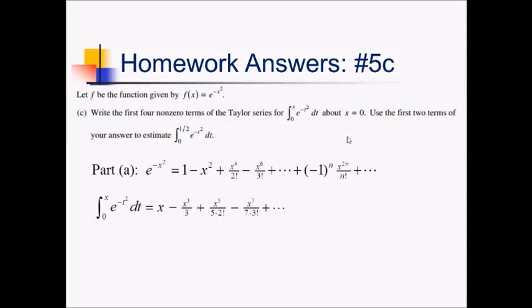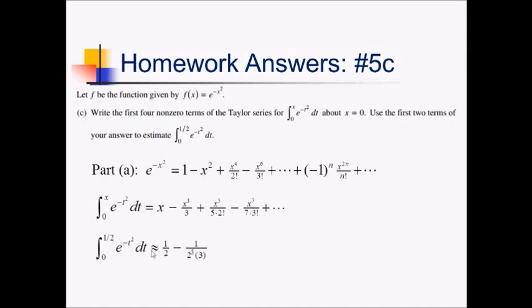But I am going to move on to the next part of the problem, where we have to use the first 2 terms of what we just got to estimate the integral from 0 to 1/2. Well, this tells you the integral from 0 to anything you want. So if you want the integral from 0 to 1/2, you just need to plug 1/2 in for x in this expression we just wrote. And they said the first 2 terms. So we're really just doing 1/2 and then minus, this is going to be 1 over 2 cubed times 3.